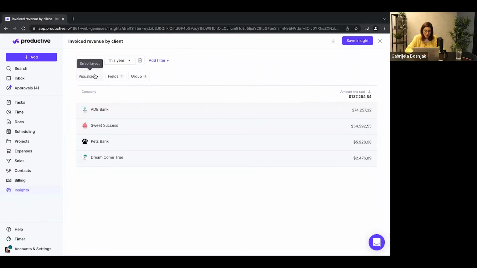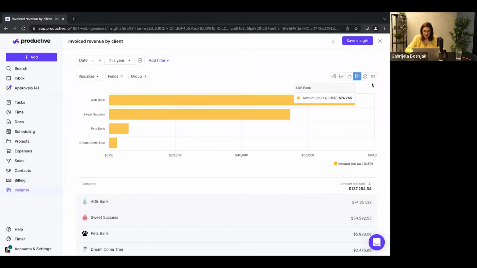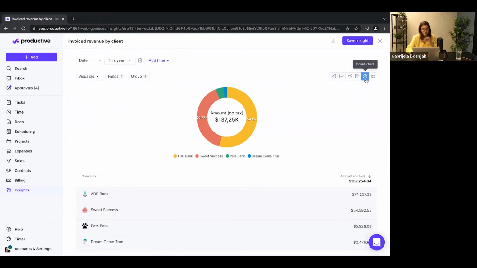We can actually visualize this with a chart because there's a chart option as well in every insight. So if you group by any criteria, you can pick a chart, and I'm gonna flip this into a donut chart. So we can visually see which client is the biggest client, basically, the one bringing in the most revenue. So 54% of our revenue comes from ADB Bank, and then 39% comes from Sweet Success.